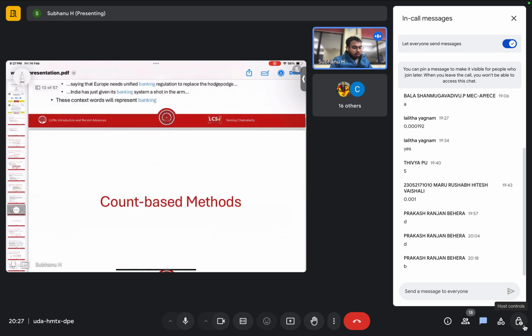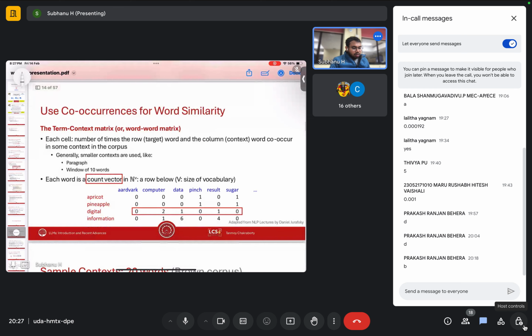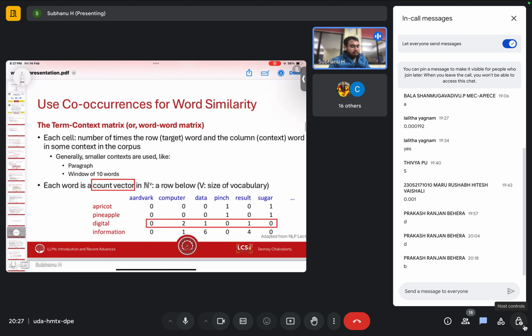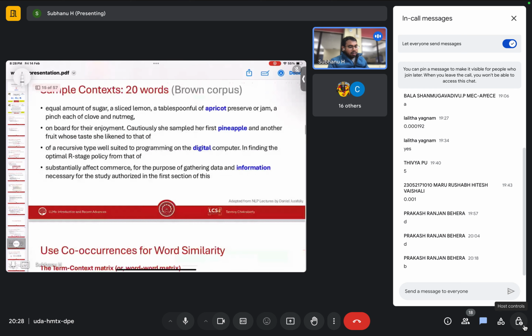So what are people doing? People use count-based methods, finding the co-occurrences of words for similarity, that is, how many times a word like art or digital comes together with another word. Digital and computer are kind of related words, so they came together 2 times. Information and data are similar words, so they came together 6 times. But pinch of salt, we know we never say pinch of information, so that never appears. So we can find out word similarity from co-occurrence.